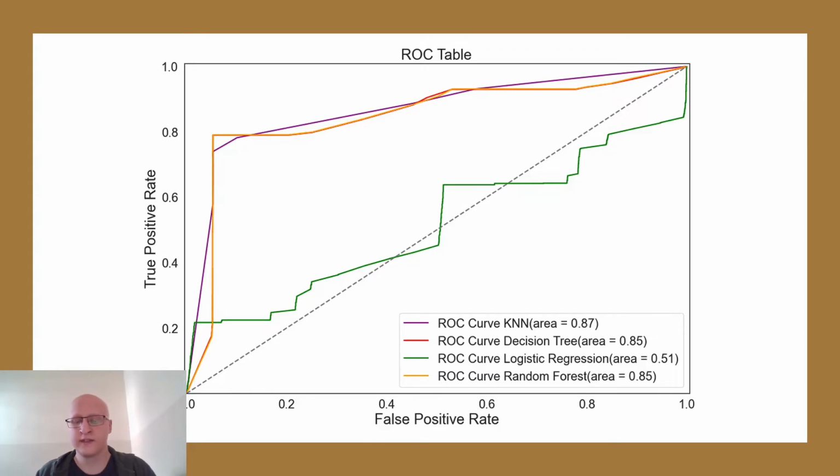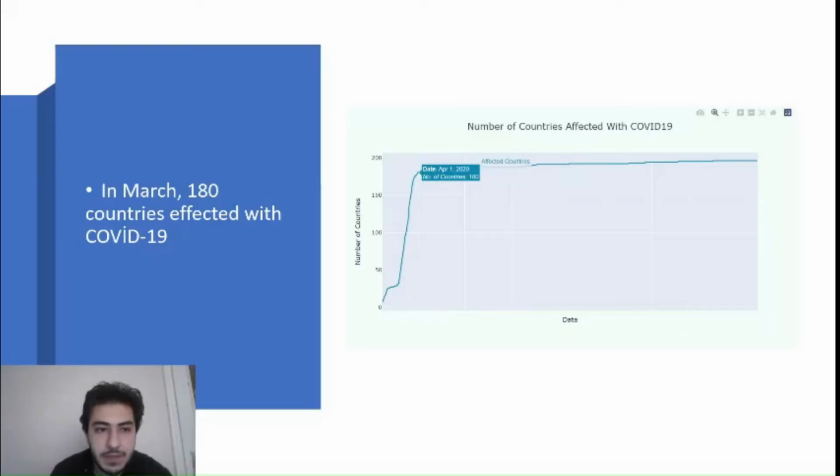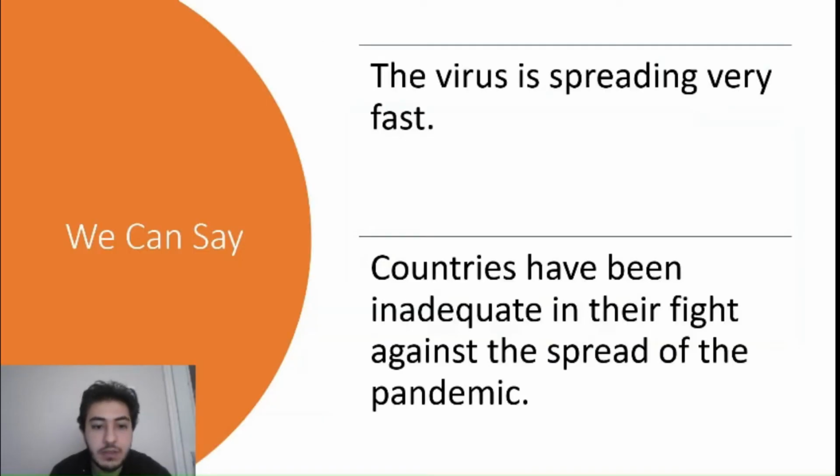Let's go with the second part. As can be seen, the number of cases increased more rapidly after January and February. By looking at this graph, we can reach the following comments. The virus has spread very quickly and countries have not fulfilled their duty. So, would you like to see what the increase in the number of cases depends on? Let's see together.